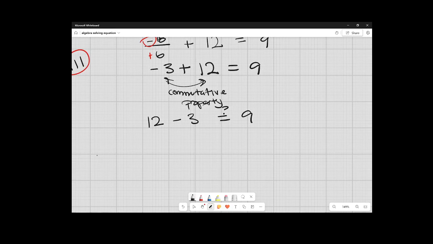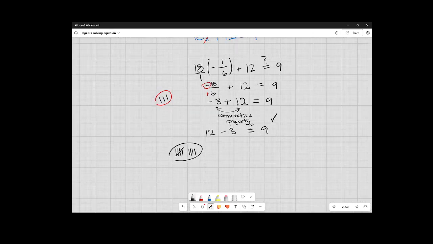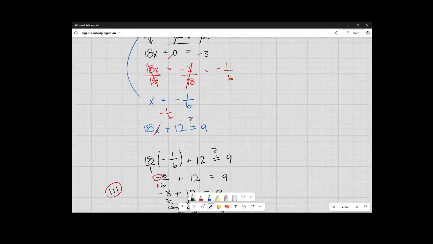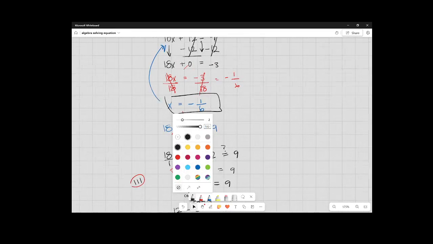Well, if we start with 12, right, and then we take away 3, so delete those two plus 1 more, which will just leave us with 4 in this one. This is in fact 9. Our equation checks out. We got the right solution, and x does in fact equal negative 1/6.